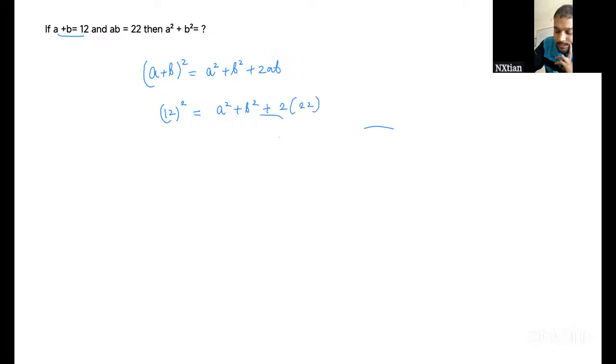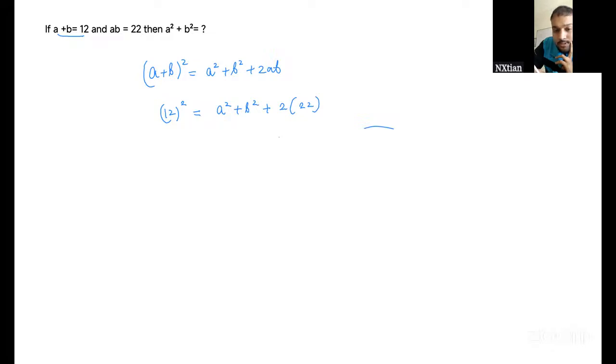Yes. Okay. So we know that (a plus b) whole square is a square plus b square plus 2ab. Now the value of a plus b is given, which is 12. So can I substitute the value of a plus b as 12? So it becomes 12 square is equal to a square plus b square plus 2 into ab, which is 22. Can I write it like this?